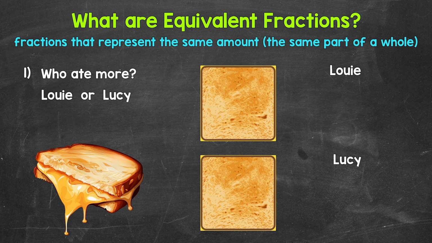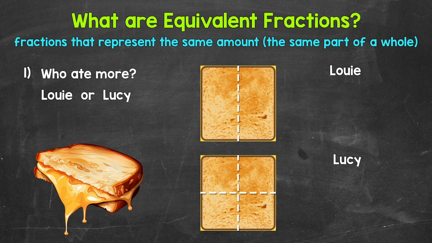We will start with number 1, where we have who ate more, Louis or Lucy. So Louis and Lucy both have a grilled cheese. Both are the same exact size, so they are both starting with one whole grilled cheese. Louis's grilled cheese is that top square, and then Lucy's grilled cheese is the bottom square. Now, Louis cuts his into 2 equal pieces, so halves, and Lucy cuts hers into 4 equal pieces, so fourths. Let's see what that looks like. So here's Louis's grilled cheese cut into 2 equal pieces, and Lucy's cut into 4.